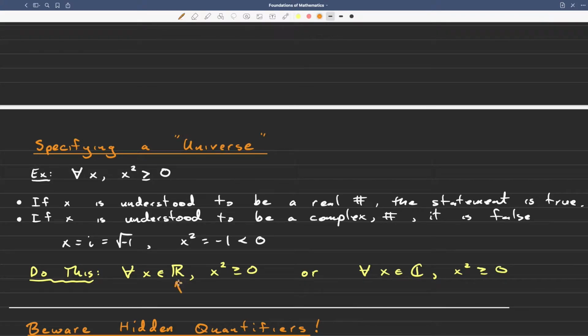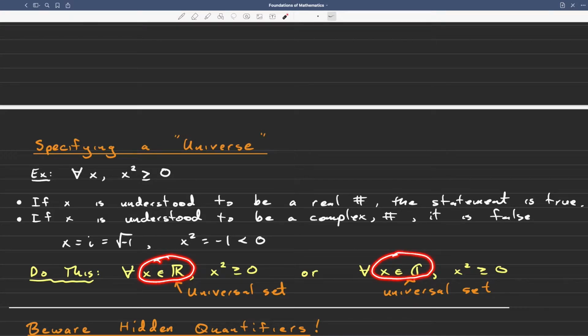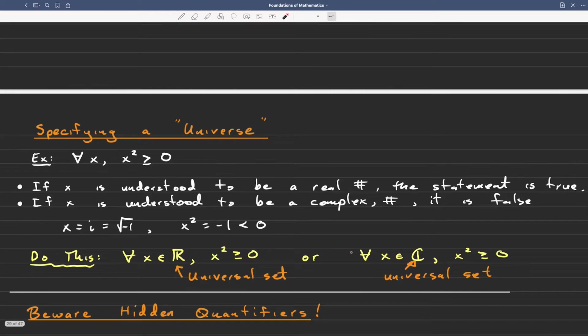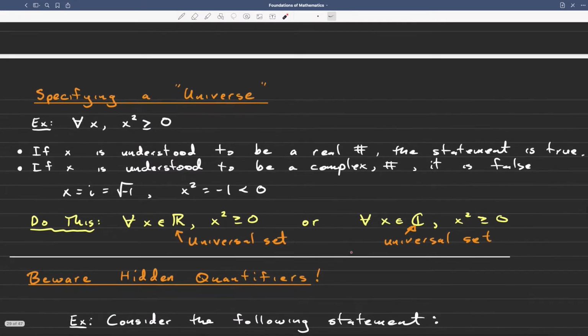And R here is what we'd call the universal set, or sometimes it's called the universe of discourse. And over here, the universal set is being specified to be the complex numbers. So we can specify the universal set just by stipulating what set our x's come from, by using the element symbol and then putting a set that indicates what our universe is. Okay? So that dials in the statement to what universe you want to talk about. So that makes sense, I hope.